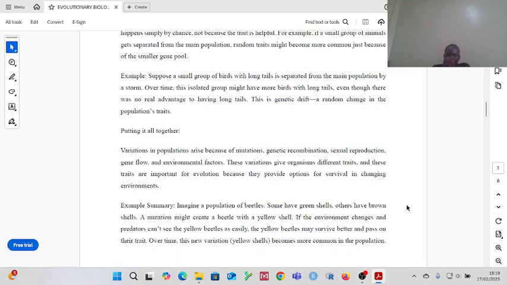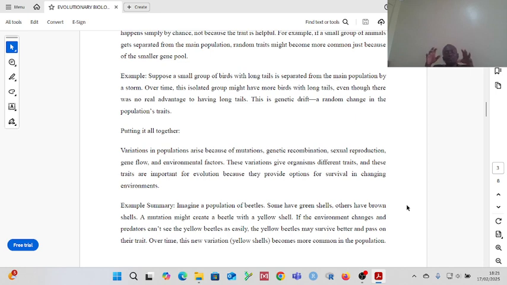So to put it all together, variations within populations. Remember we said evolution is about populations. So within populations, variations will occur. Variations will arise due to mutations, genetic recombination, sexual reproduction, gene flow, environmental factors, and genetic drift. These variations in the genetic makeup of the organisms within the populations are what give the organisms different traits, different phenotypes. And those phenotypes are important for evolution. Why? Because they provide alternatives, they provide options.